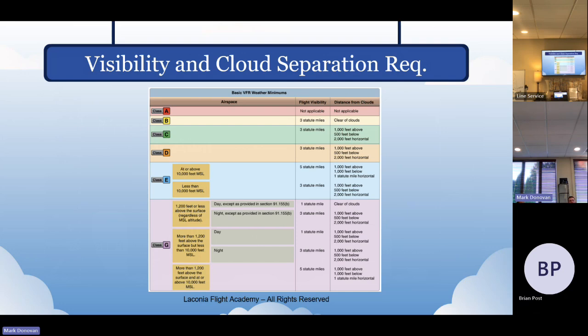Class Golf is complicated, so we'll put it in perspective. For daytime use, at less than 1,200 feet above the ground, only 1 statute mile and clear of clouds. Once you get above 1,200 feet, you need 1 statute mile and the 152 rule, just like you had with Class Charlie, Delta, and Echo. At night, they want that extra visibility, 3 statute miles, and again, the 152 rule.